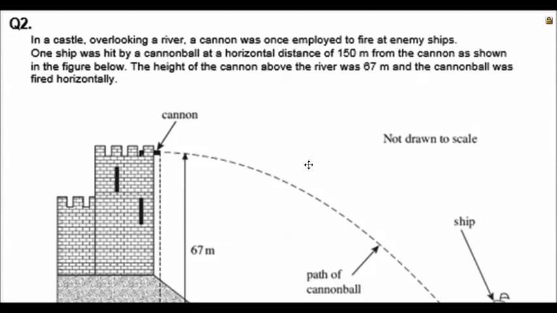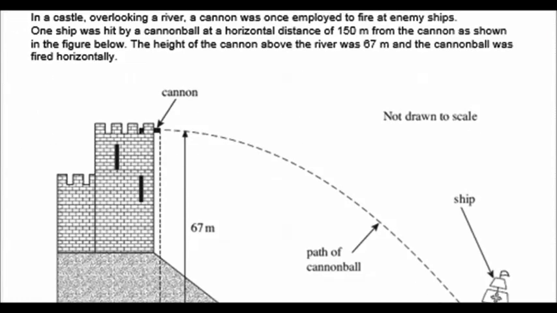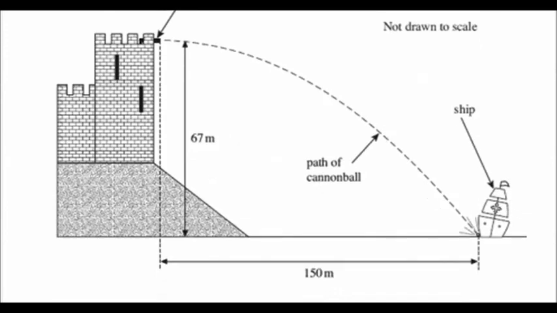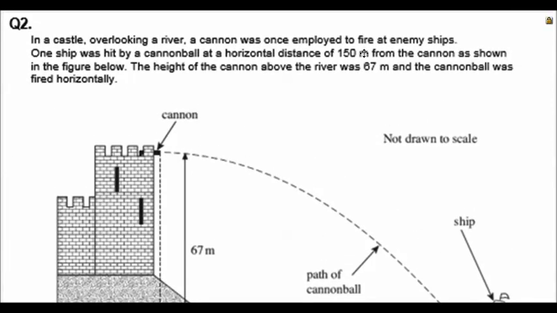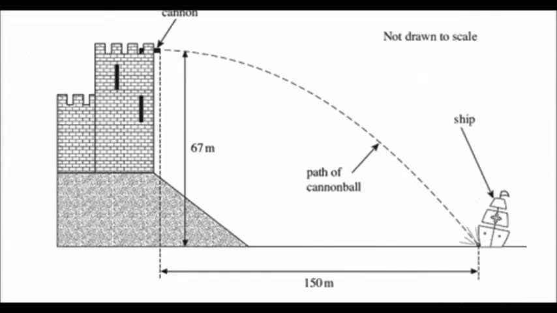Firing shells, or firing cannonballs at distant ships, the cannon is fired horizontally from a height of 67 meters above the surface of the water. The ship that's being hit by the cannon is 150 meters away. So you've been given two distances there. Those amounts are repeated up in the question.